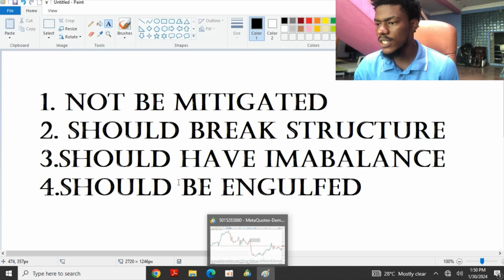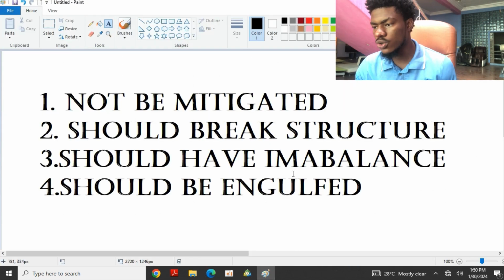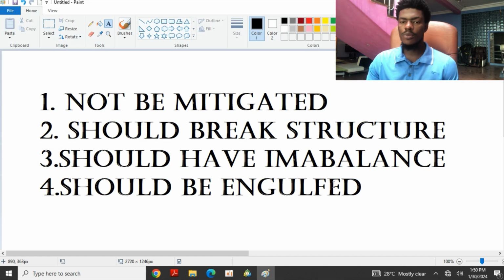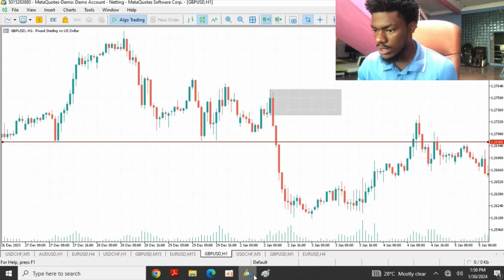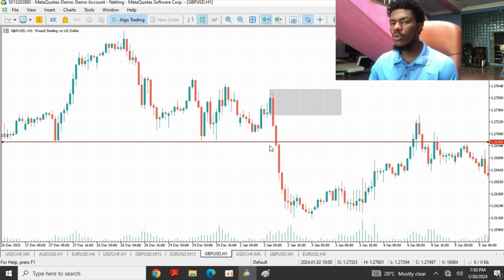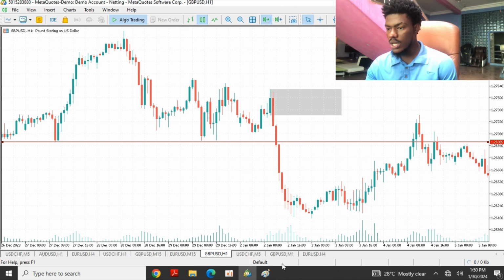What's the second property? It should break structure, either to the upside or the downside. And guess what happened? The expansion it created broke this structure, broke this structure, broke this structure. So it's valid. It has fulfilled the second property. Number one, it has not been mitigated. Number two, it has broken structure.